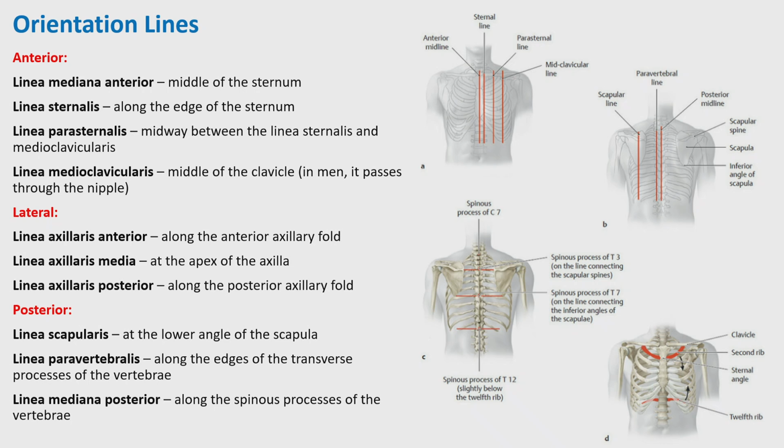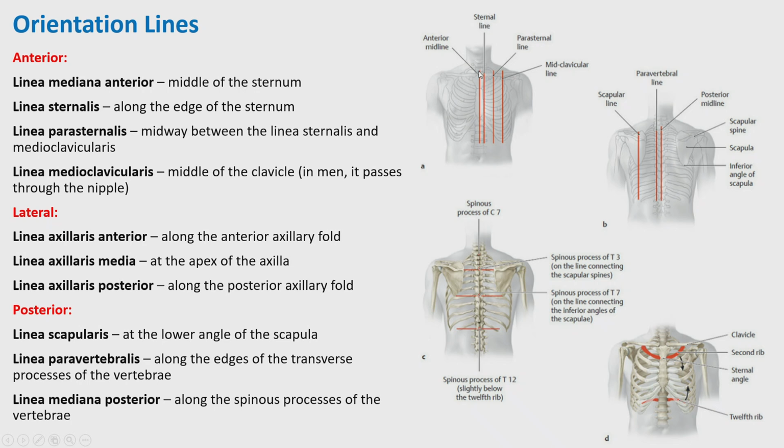Of course, for better orientation, we need some lines, and according to these lines, we explain the regions of the thoracic cavity and the thoracic surface or chest wall. On the anterior side we have 4 lines. The first line, which is exactly in the midline, in the middle of the sternum, is called the linea mediana anterior. The anterior median line is this one. Sometimes it's called the sternal line.